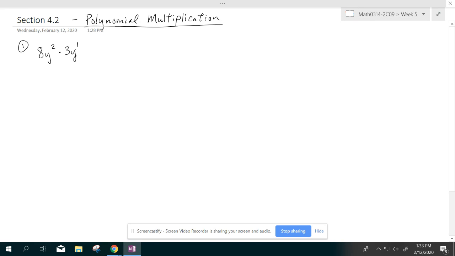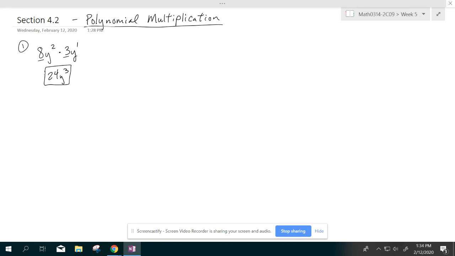1. So this is a two-step process. First, you need to multiply the coefficients, 8 times 3. And then if the letters are the same, add their powers. And that is done. Did y'all hear the two steps involved? Multiply the coefficients. If the letters are the same, add their powers. Got that?